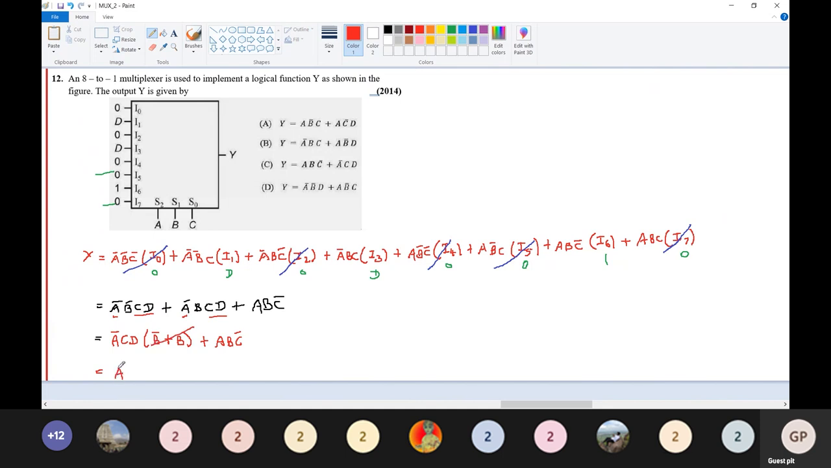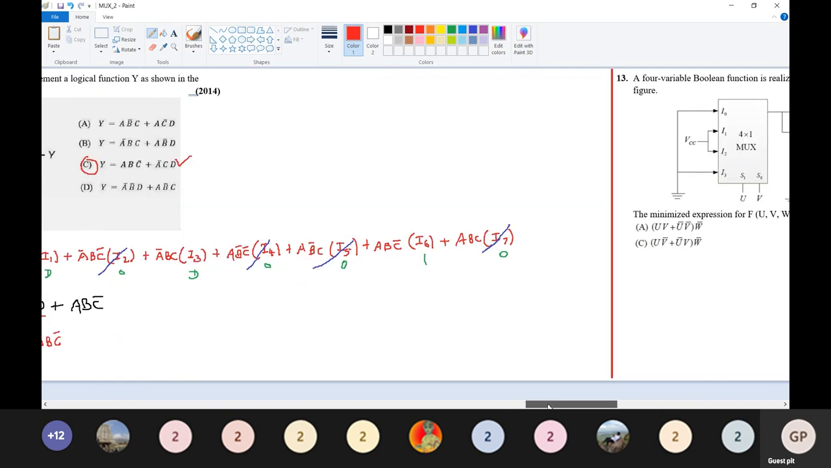Therefore, the final answer is A dash C D plus A B C dash. This should be the correct answer. Finally, A dash C D and A B C dash. C is the correct option. Okay, so we'll move to the next question.